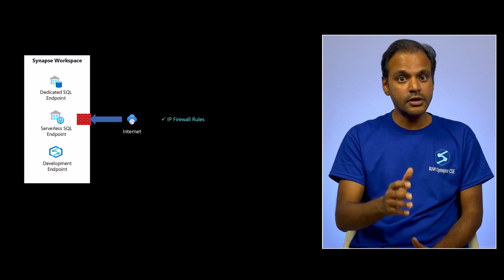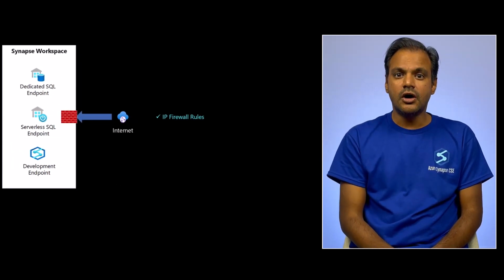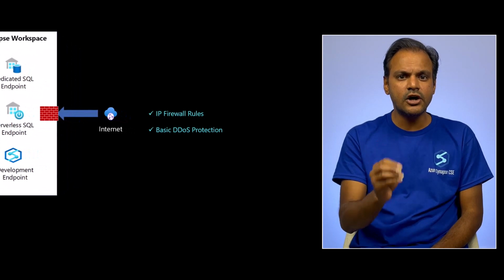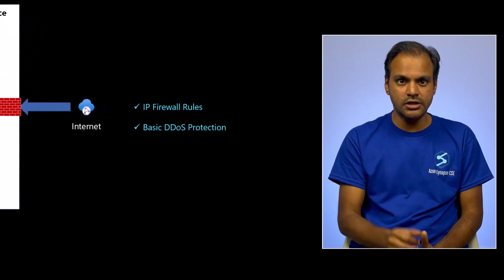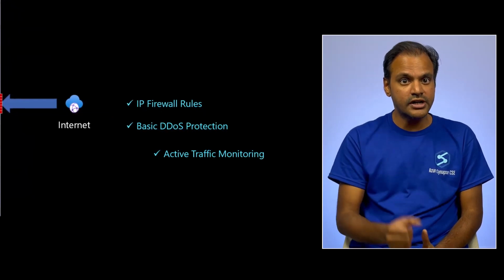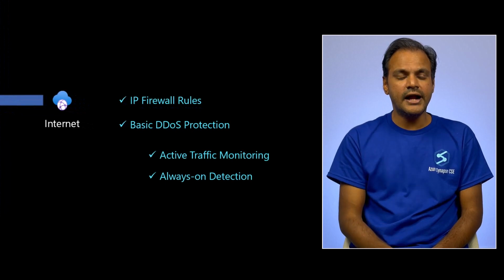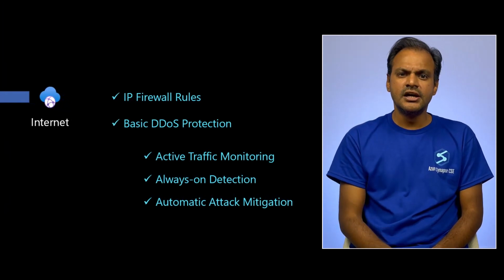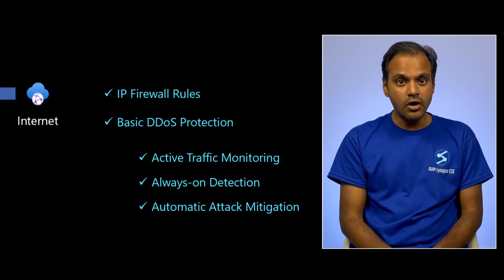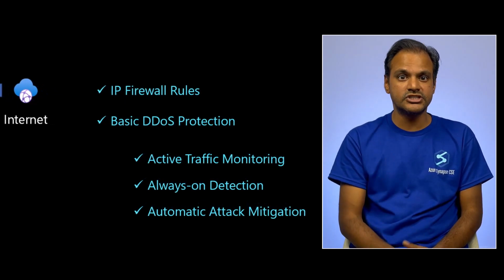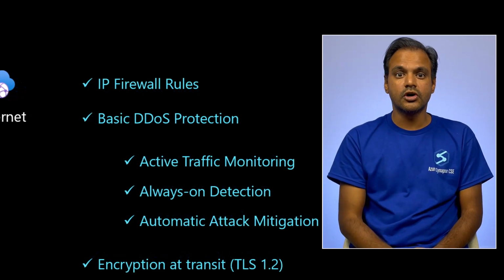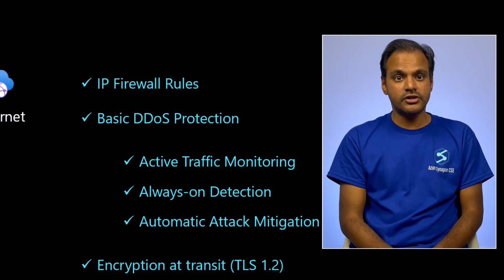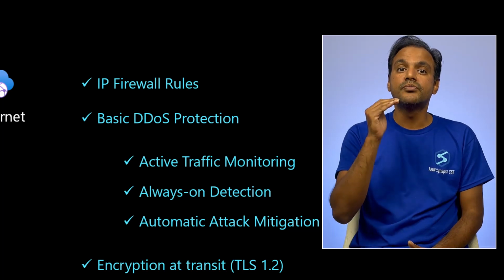To further protect your endpoints, Synapse automatically provides basic DDoS protection, which is Distributed Denial of Service attacks protection, that includes active traffic monitoring, always-on detection, and automatic attack mitigations. In addition to these protections, all inbound traffic to the workspace endpoints is encrypted in transit using the Transport Layer Security protocol called TLS. We ensure that all network connections comply with a minimum standard of TLS 1.2.